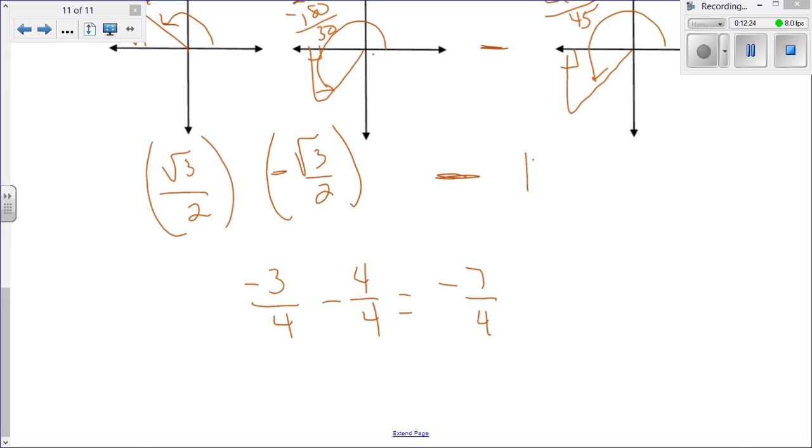All right, so that was a review using our reference angles and some of the other topics that we have learned in this unit.